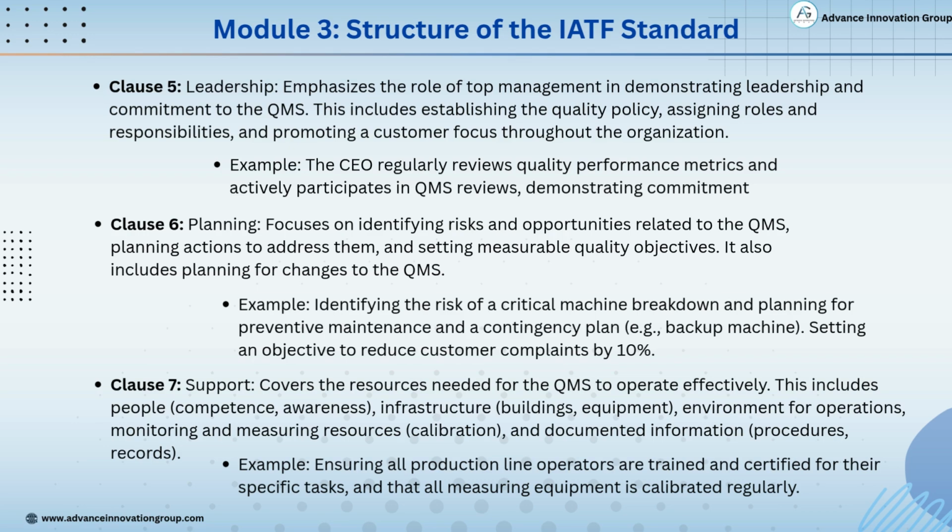Clause 7 talks about support. It deals with the resources needed for the QMS to run smoothly. This includes trained and aware employees, buildings and equipment, the work environment, monitoring tools like calibration, and proper documentation. Example: all production line workers should be trained and certified, and all equipment must be calibrated regularly to ensure accuracy.